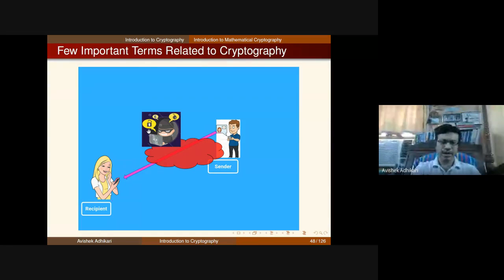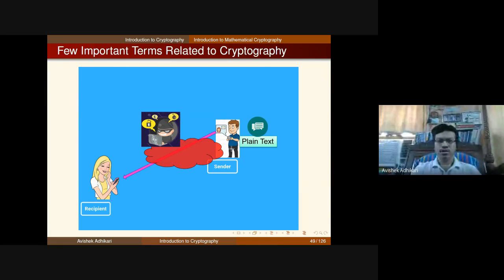Not only that, this bad guy has such a power that he can modify the information. Suppose he has sent some message to this girl, he modifies this message, and when she receives this message, she will understand that the modified message was actually sent by this sender. So it could be a kind of misconception or miscommunication. So this boy, the sender, has to be a little bit more careful.